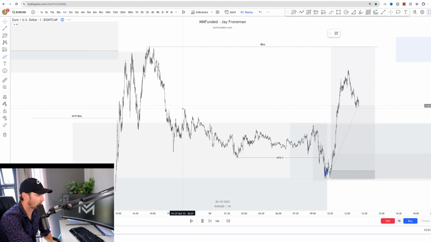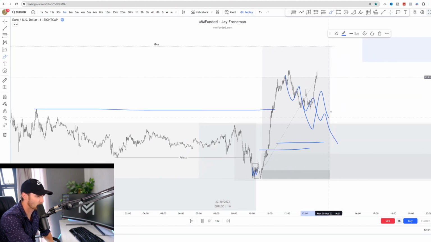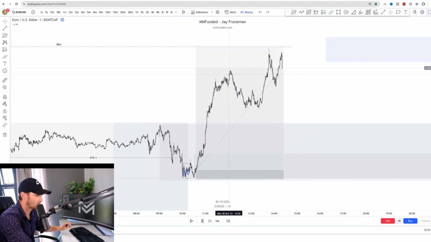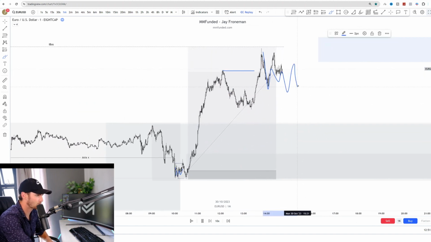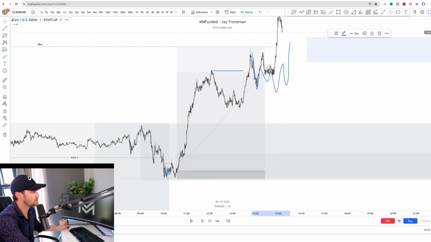Again, M15 internal break, M15 pullback to respect demand to continue targeting those weak highs. M15 break, M15 pullback to continue targeting those weak highs. And there we go. That was the distribution of that model that played out.